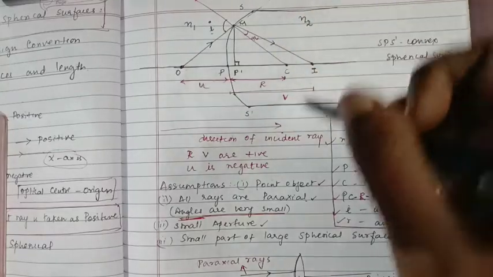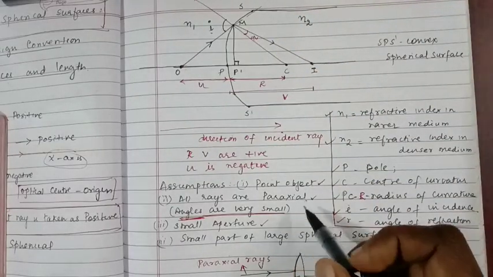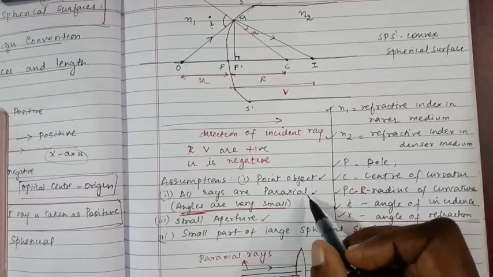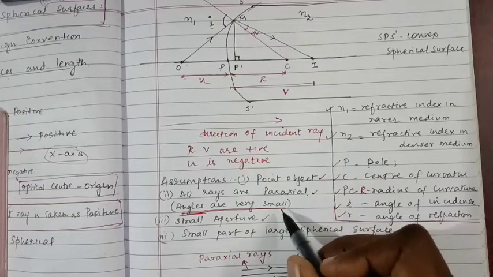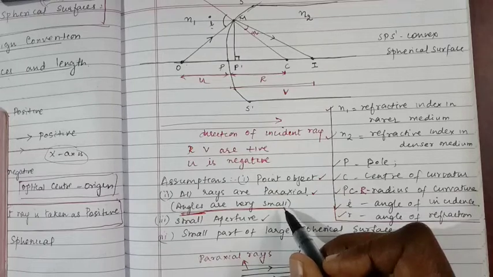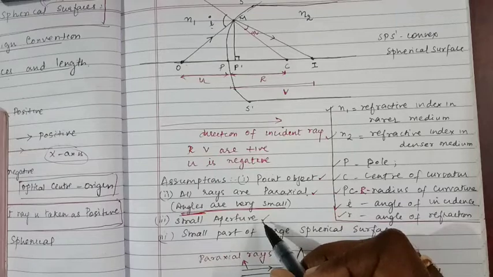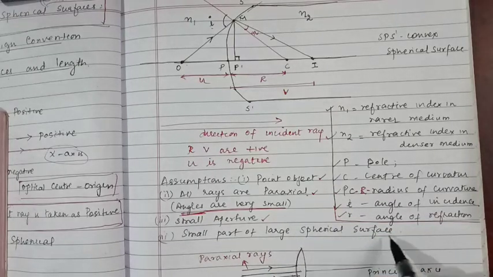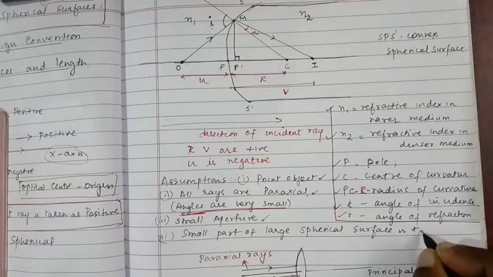One more time, what are the assumptions we are making? A point object. All rays are paraxial rays. The purpose of considering paraxial rays is that they form very small angles, which will be useful for our calculation. A small aperture, and a small part of a large spherical surface is taken. So these are the assumptions.